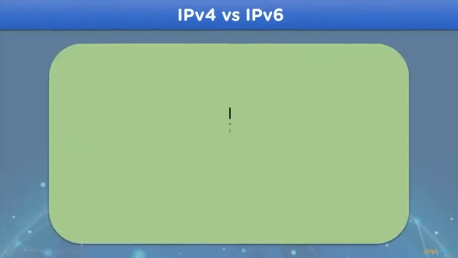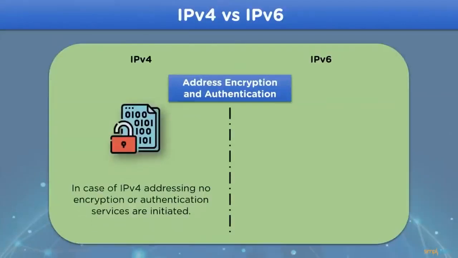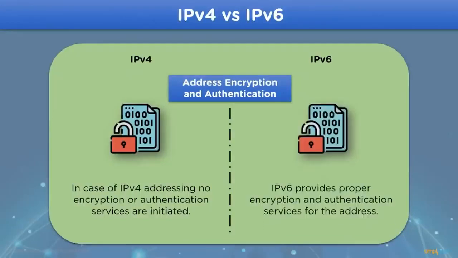The next difference is encryption and authentication settings. IPv4 version does not provide any encryption or authentication services for the network. IPv6 addresses do provide mandatory encryption and authentication services for its addresses.